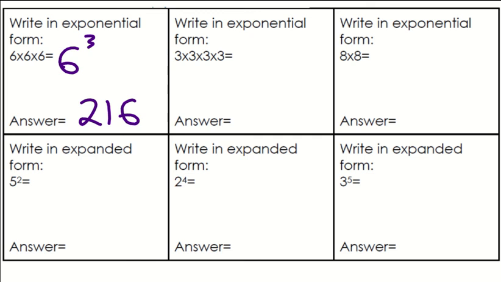Down here, expanded form. 5 to the 2nd power, or 5 squared, is 5 times 5. 5 times 5, 25. Follow how this works? Do the other 4.